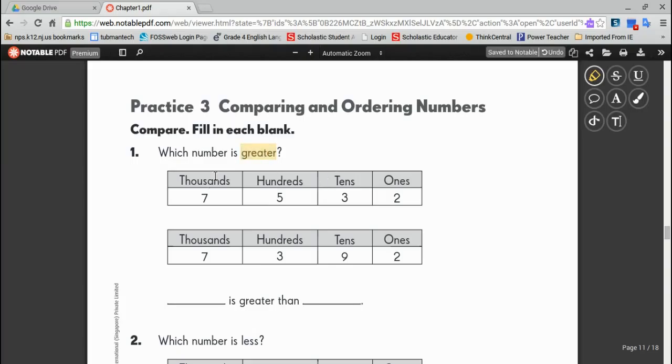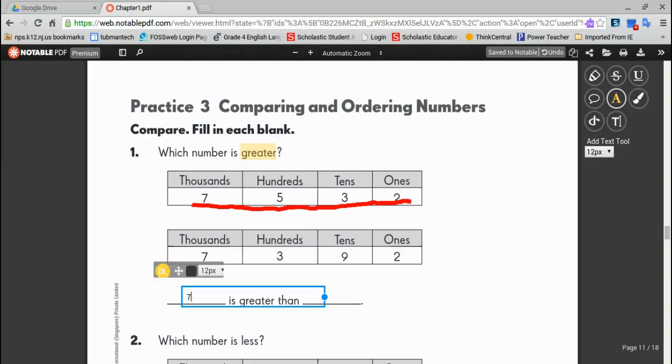Okay. So if we look at our numbers, we have 7,532 and 7,392. So we're looking for the number that is bigger. So one way we can do that, and the way they did it in the book, is that they line these numbers up and down. So it's easier to compare. So if we look at our thousands, we have 7,000 and 7,000. That's the same. We look at our hundreds, that's 500 and 300. So now we know that 500, because 5 is bigger than 3, is greater than the 300. So we're looking for this top number up here. So let's write that number down.